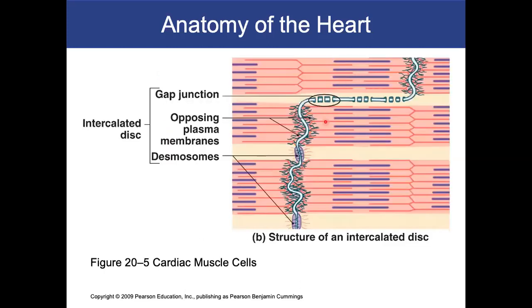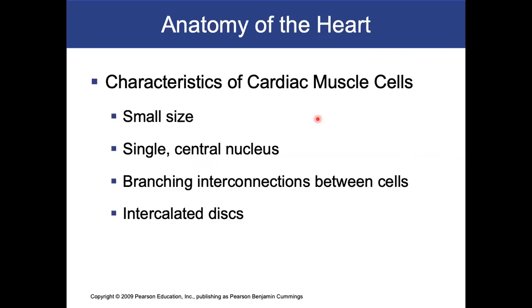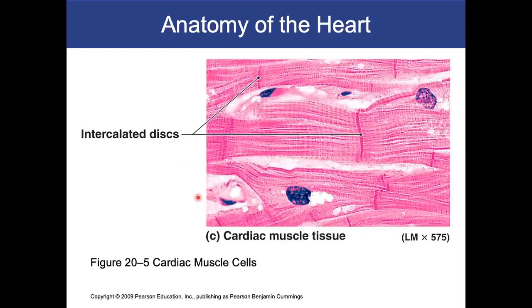So here's your picture. So they're small. There's a single central nucleus, branching interconnections between cells and intercalated discs.